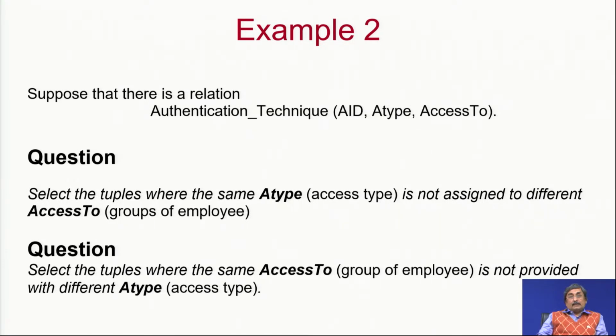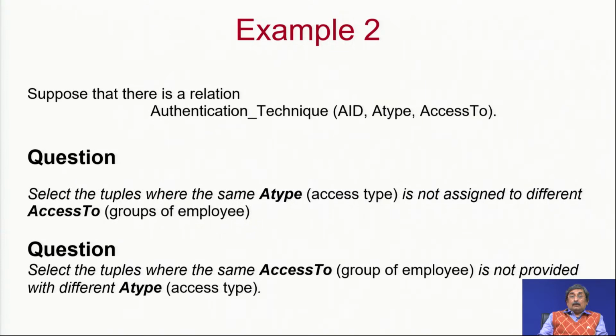Let us say the access type is fingerprint. Now, who are the different users? Maybe manager, employee, etc. If I assign fingerprint to manager as well as employee, then the query says do not report such tuples; report only those tuples where the access type is assigned to distinct access groups.